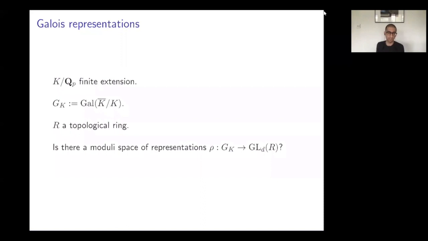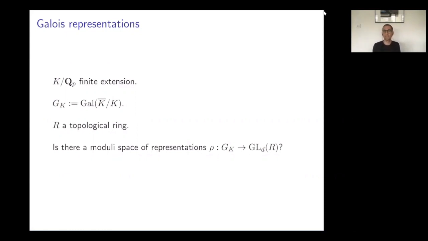And then the question I want to think about is, are there moduli spaces of representations of this absolute Galois group? So I'm not going to motivate why we would care so much about these things, but perhaps it's worth saying that these are ubiquitous when thinking about the Langlands program, thinking about things like modularity of elliptic curves and so on. You have Galois representations coming from geometry, from Tate modules and so on.